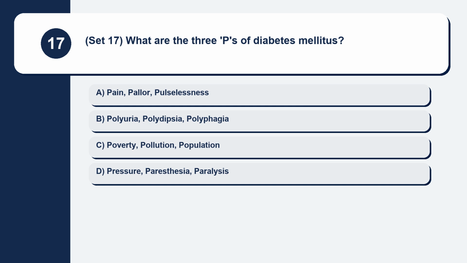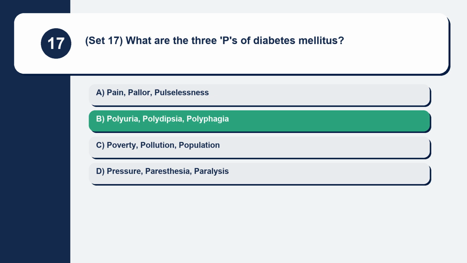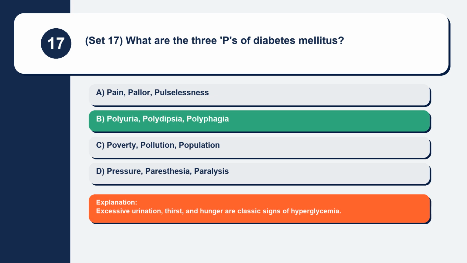Question 17. Set 17, what are the 3 P's of diabetes mellitus? Pain, pallor, pulselessness. Polyuria, polydipsia, polyphagia. Poverty, pollution, population. Pressure, paresthesia, paralysis. Excessive urination, thirst, and hunger are classic signs of hyperglycemia.